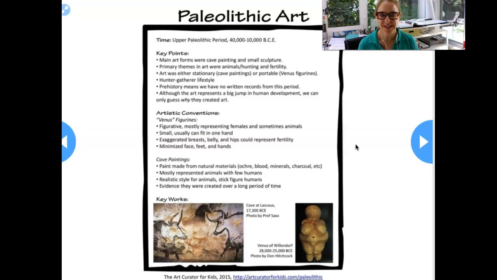We're going to talk about the Venus figures, these mostly female figurines that are small enough to fit in your hands, that have exaggerated fertility aspects of their bodies, their breasts, their belly, and their hips, and minimized faces, feet, and hands. And then we're going to talk about the cave paintings that are painted with things like charcoal and blood and minerals that might give the artist a yellow color or a red color, and how realistic those are, the different sizes, and all of that. So this is a really important slide.